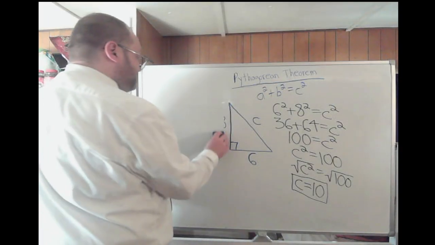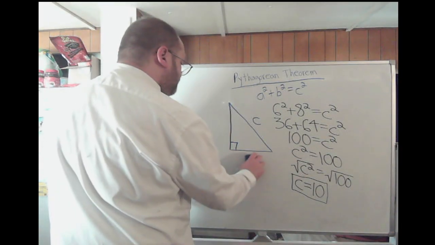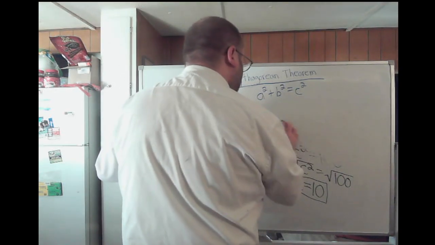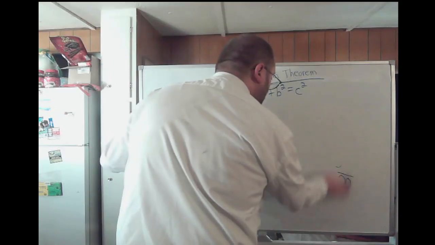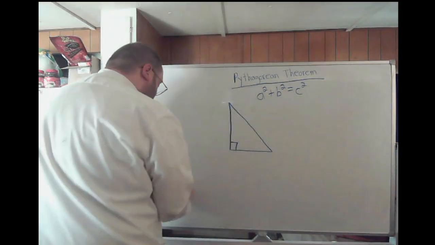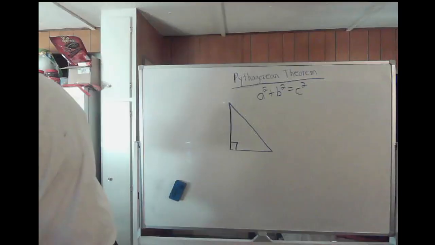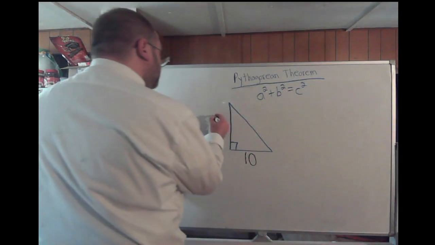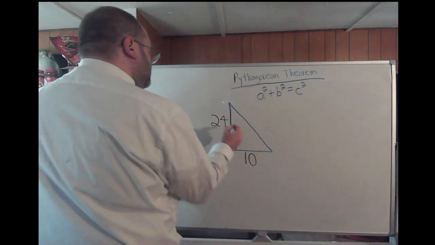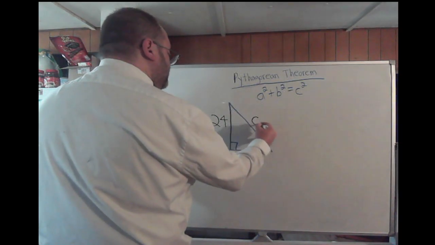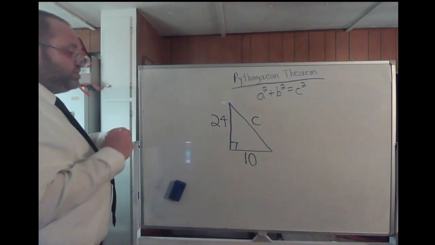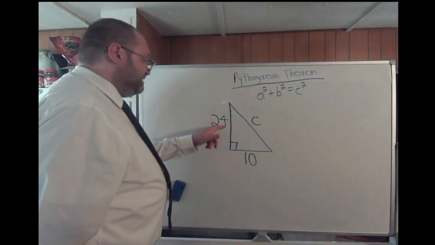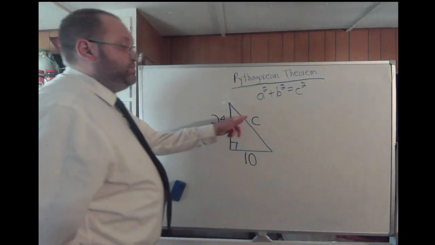And I've got more examples here. Alright, what's next? We have a length of 10 on one leg, a length of 24 on another leg, and we don't know the hypotenuse, so we'll call that length C. So one leg of this right triangle has a length of 10, the other leg has a length of 24, but we don't know the hypotenuse, we'll call that length C.